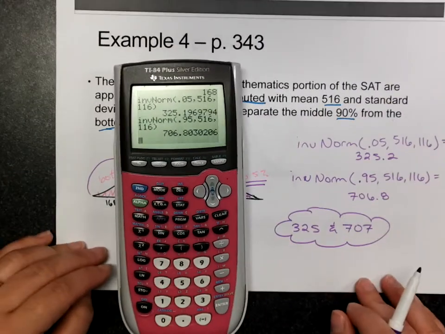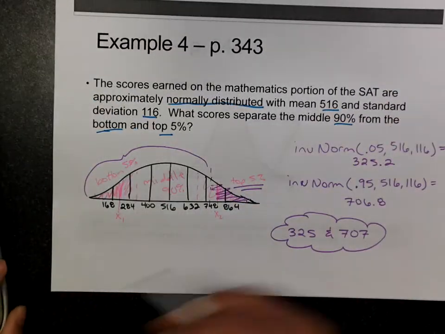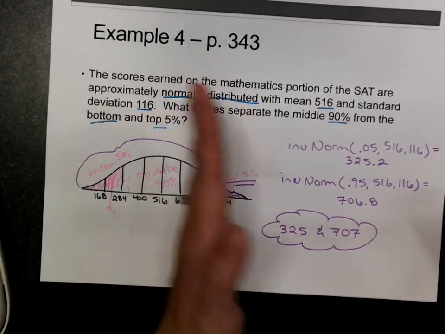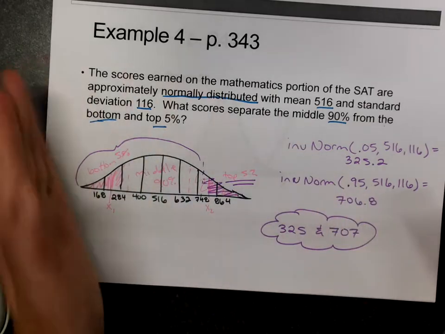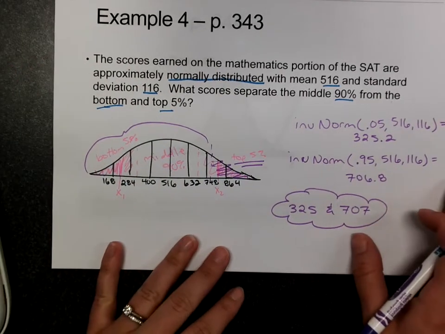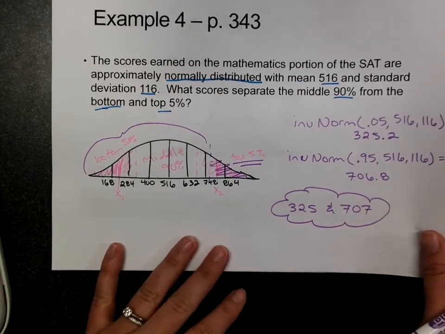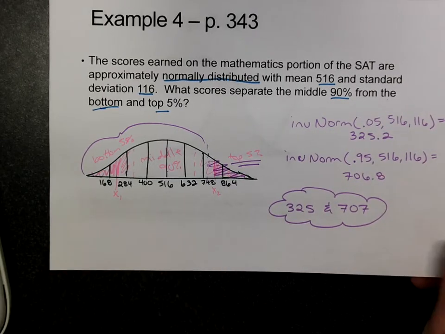So it's using inverse normal. Always defaults to the left, so if you're looking at the top or the upper or the greater than side, you always have to subtract from 1. And in the calculator, put in the lower side, put in the less than side. So that's again using inverse normal to work backwards and find the target value.